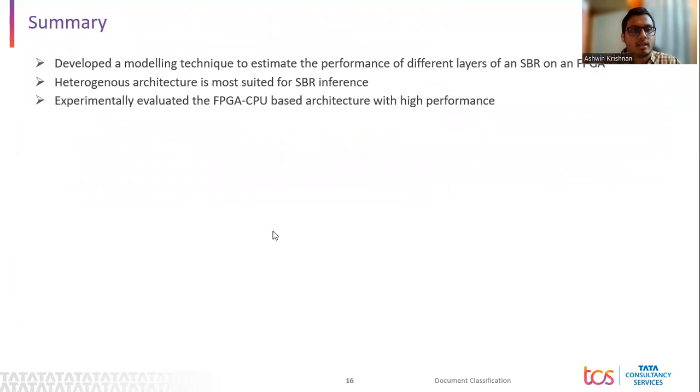Summarizing everything, we developed a modeling technique to estimate the performance of different layers of an SBR on an FPGA. And using this profile-based and modeling-based approach, we found that a heterogeneous kind of architecture is most suitable for session-based recommendation inference. Furthermore, we experimentally evaluated the FPGA-CPU-based hybrid architecture and achieved high throughput and low latency. And we found that it's much better than the baseline CPU, GPU, or CPU-GPU kind of architecture.